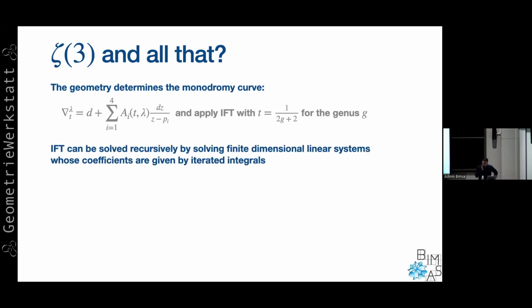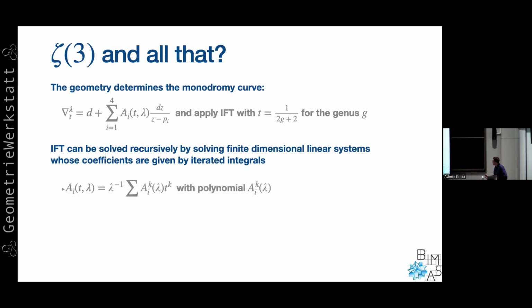But something which is quite interesting, we can do somehow better. We can look at the implicit function theorem and solve it recursively, step by step, in the parameter t, in orders of t, by solving finite dimensional linear systems.